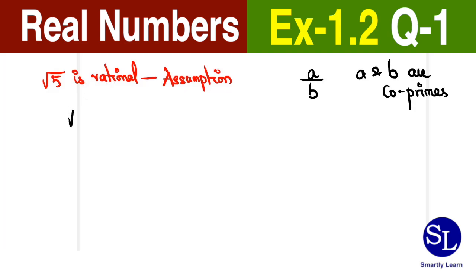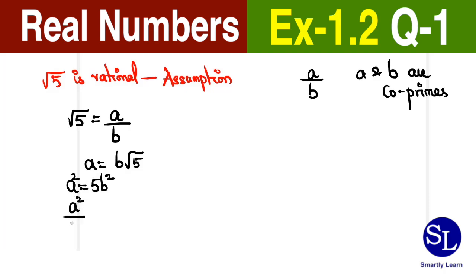So let's see. If I say root 5 is rational, that means root 5 can also be expressed as a by b. So this means a is equal to b root 5. Now let's square on both sides. So this tells me a squared is equal to 5b squared. Now, this also means that a squared by 5 is equal to b squared. Therefore, 5 should definitely have been a factor of a squared. So this means 5 is a factor of a.